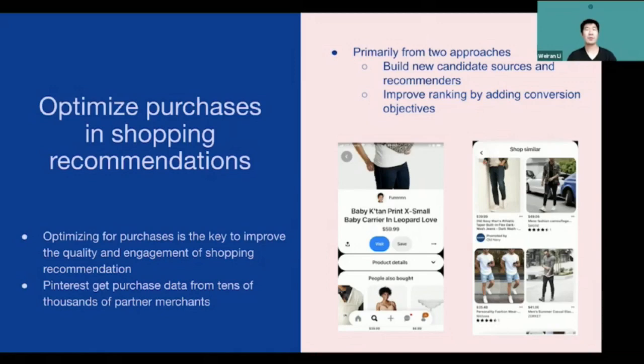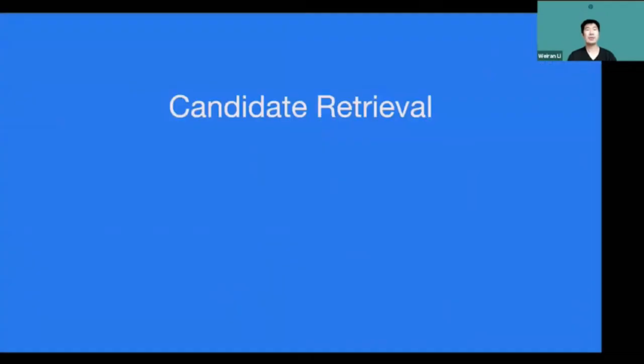On the one hand, we build new candidate sources and recommenders. On the other hand, we improve our ranking by adding purchase objectives. For the rest of this talk, I will go through a candidate generator that we introduced lately, and my teammate Zhai will later cover how we optimize purchases in the ranking layer. Candidate retrieval is a high recall layer in the recommendation stack where we trim millions or billions of documents to the scale of less than 1,000 for the final ranking.